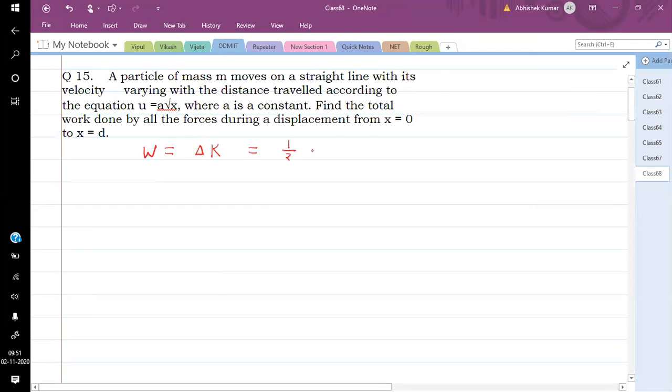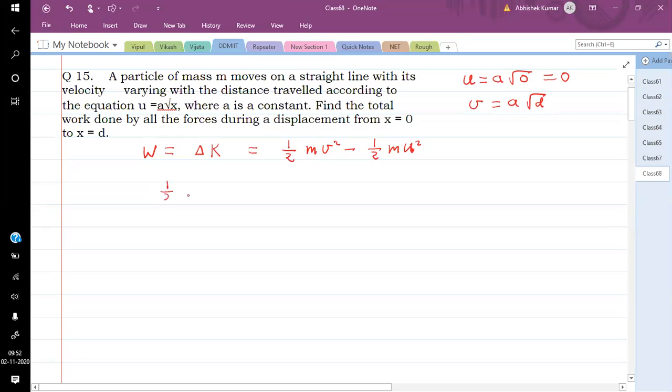So the final velocity is v, so half m v squared, minus the initial, and we can write it like this. And what will be the initial velocity and final velocity? Initially x is 0, so we can write v is a root 0, so that is 0, and the final v is a root d. So we have to put these two values in place of x.